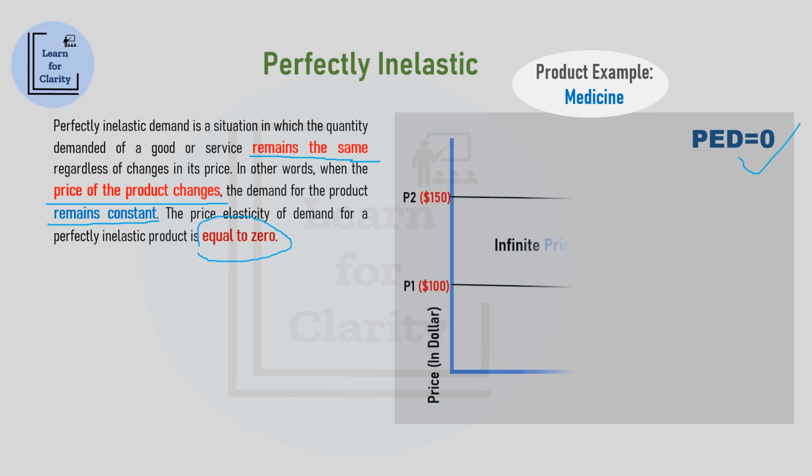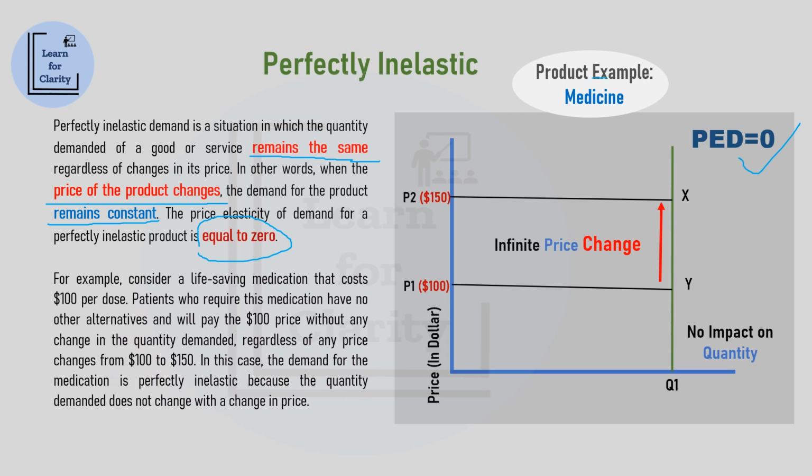For example, consider a life-saving medication that costs $100 per dose. Patients who require this medication have no other alternatives and will pay the $100 price without any change in the quantity demanded, regardless of any price changes from $100 to $150. In this case, the demand for the medication is perfectly inelastic because the quantity demanded does not change with a change in price.